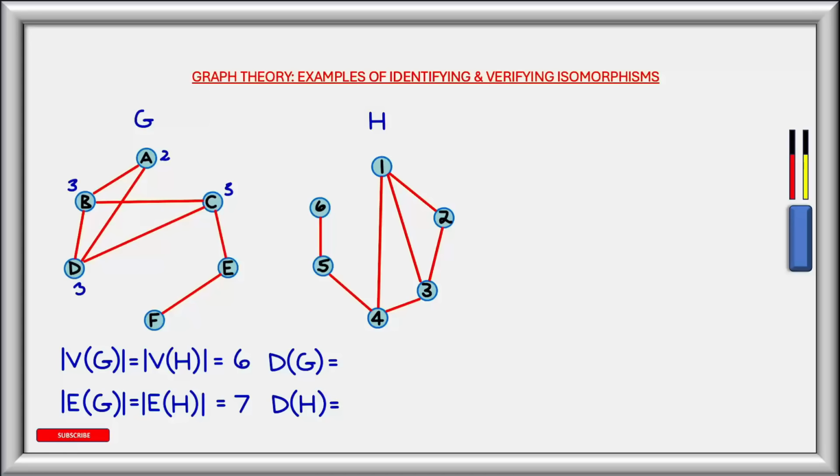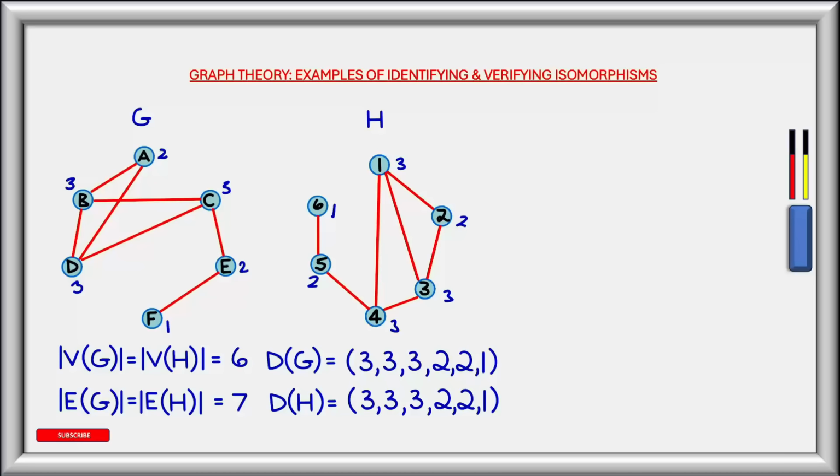E has a degree of 2, and F has a degree of 1. In graph H, vertex 1 has a degree of 3, vertex 2 has a degree of 2, vertex 3 has a degree of 3, and vertex 4 has a degree of 3. Vertex 5 has a degree of 2, and vertex 6 has a degree of 1. And ordering these numbers for each graph from highest to lowest gives us the degree sequence of each graph. And as we can see, the degree sequence of each graph is identical.